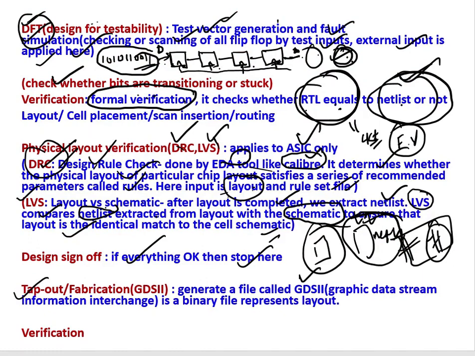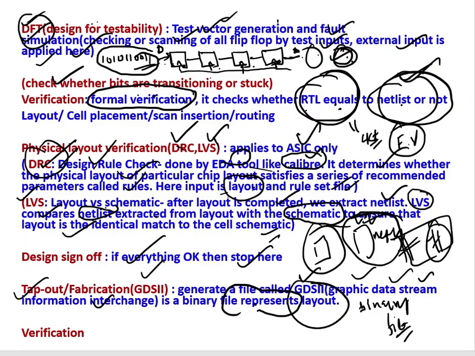And what is this GDS2? GDS2 means graphic data stream information interchange. It is a binary file. Okay, always remember this is a binary bit file, and that is called GDS2. So at the end, what are we getting? We are getting a binary file, and what information does it have? It has the layout information.